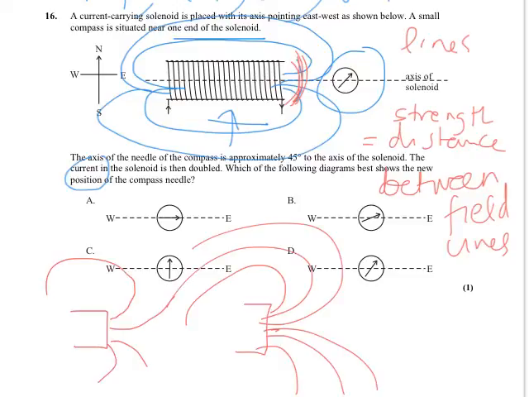By having more field lines, in order to not cross over each other, they would have to pretty much just tend towards the vertical at the poles. So what would happen is this orientation would become closer to the axis of the solenoid. So the answer would be B.